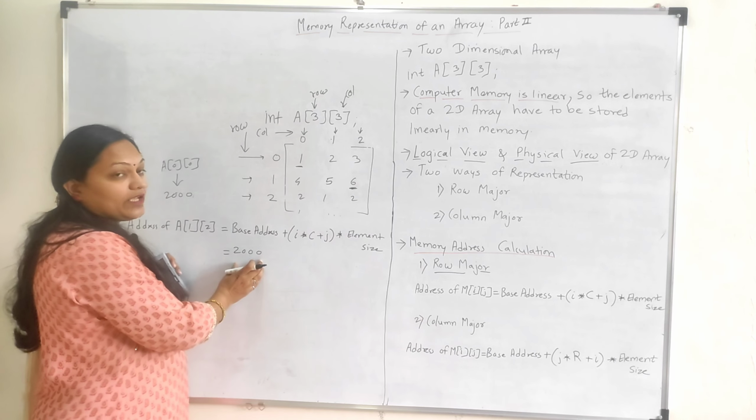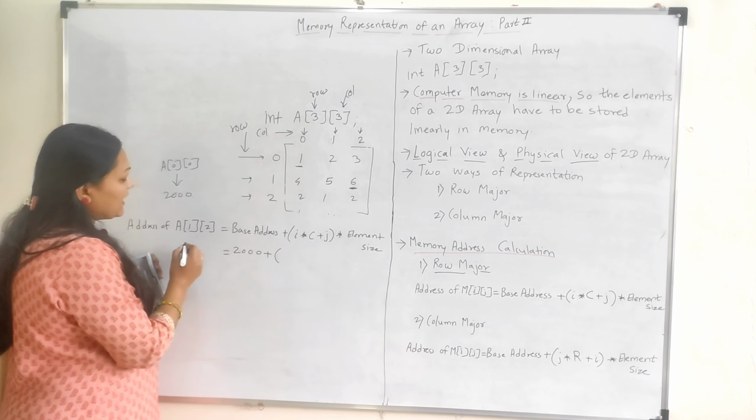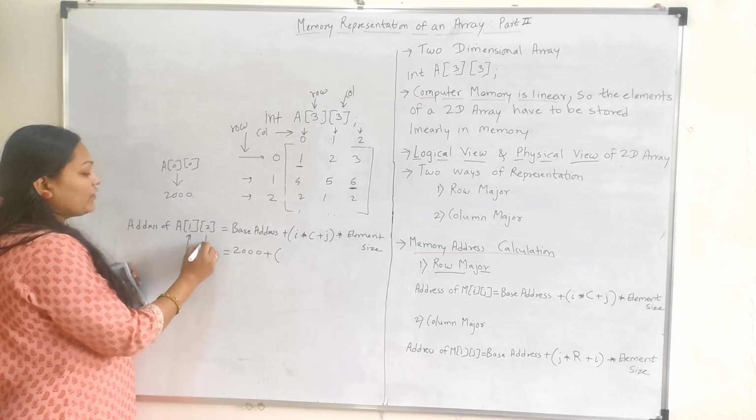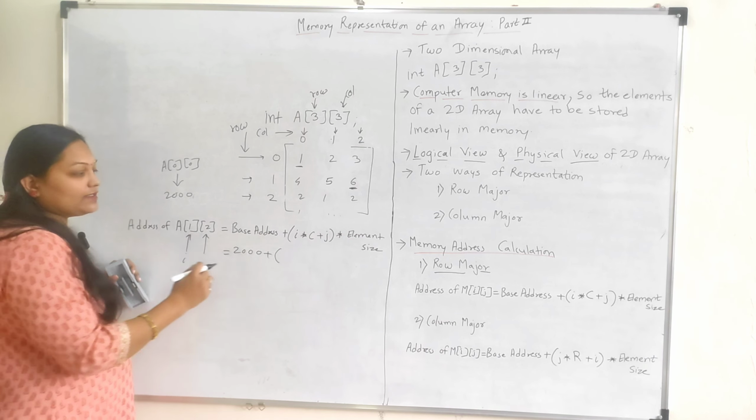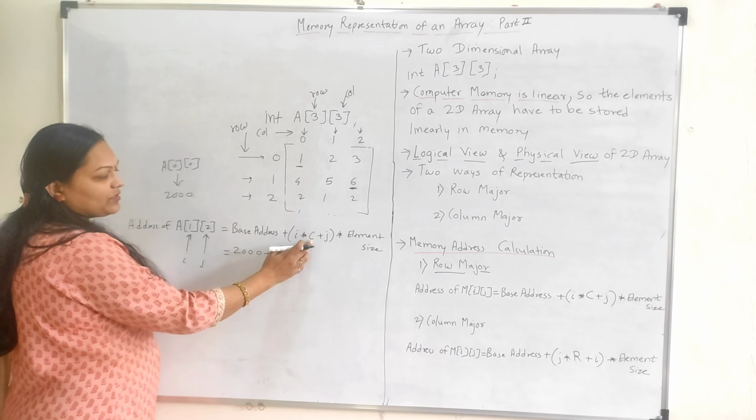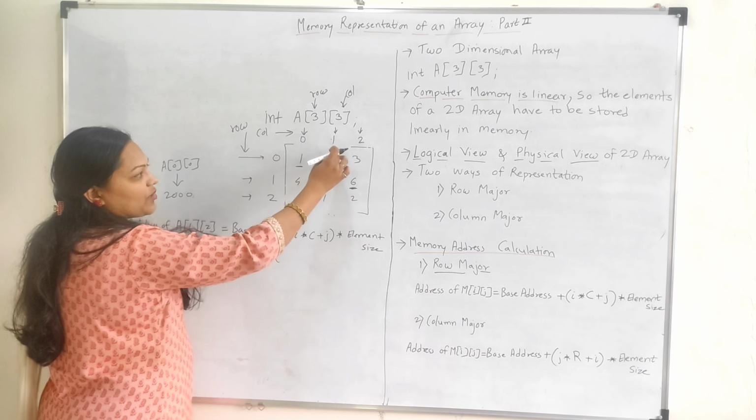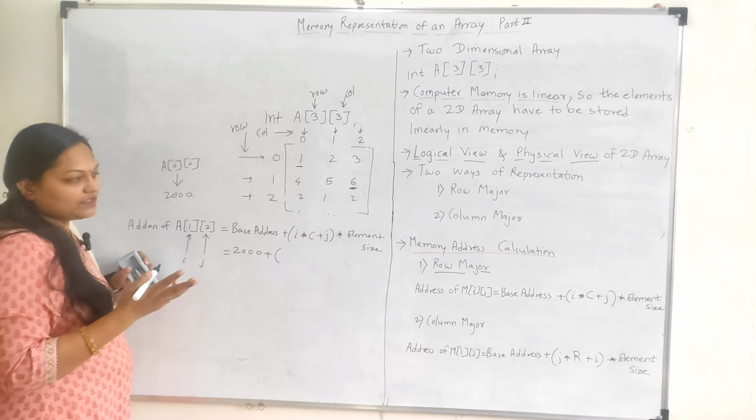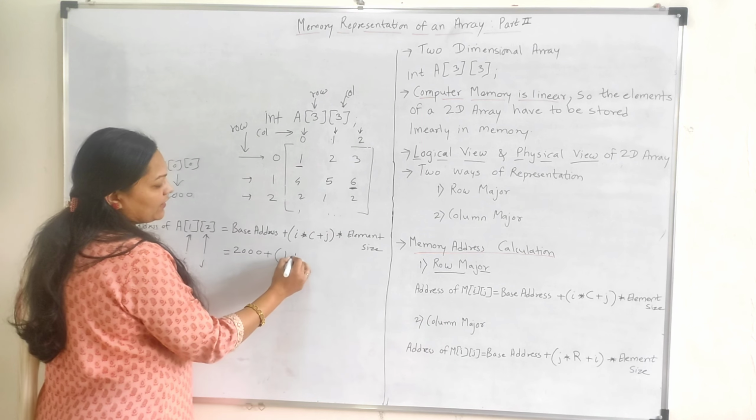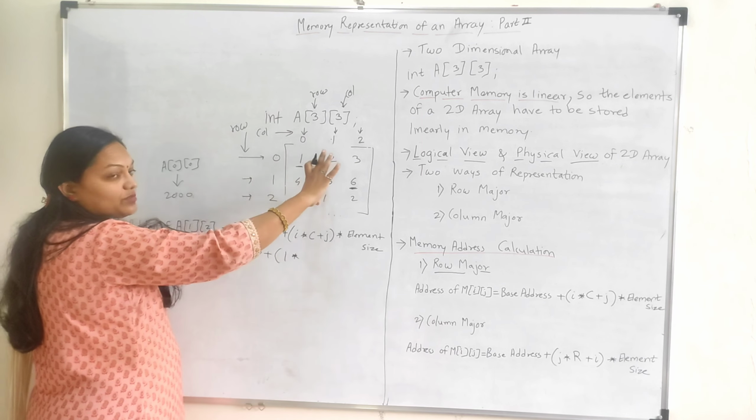Okay, so we are considering base address as 2000 plus, what is I? I means row, for which you want to calculate the address. J is the column, and C means number of columns. So for this matrix, how many columns are there? 3. So what is the value of I? Value of I is 1 into, what is the value of C?